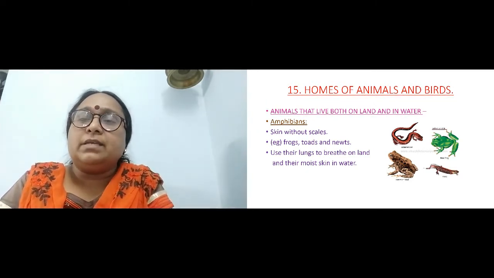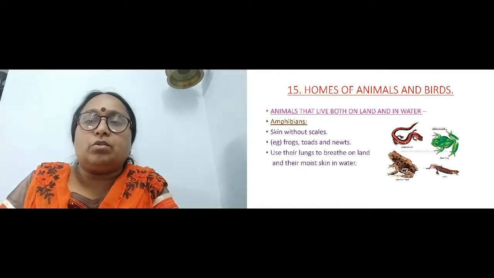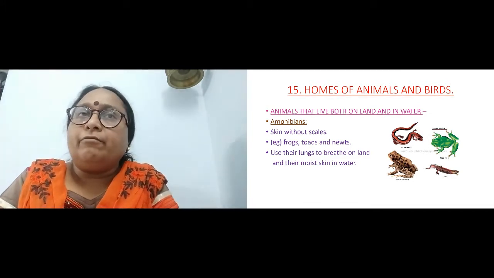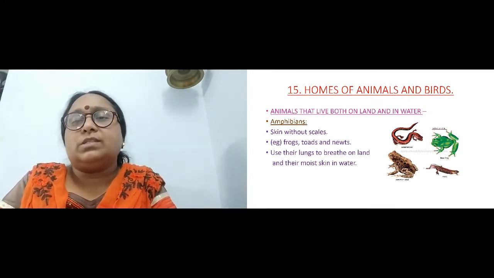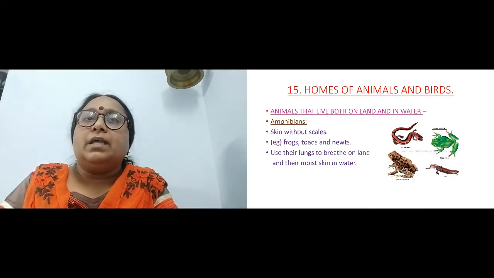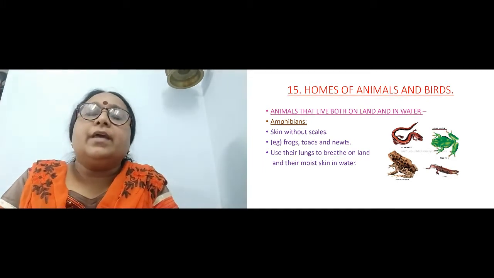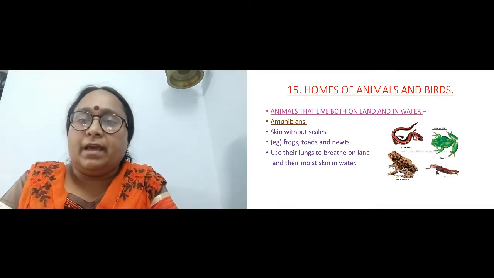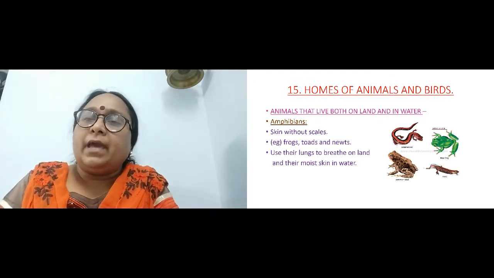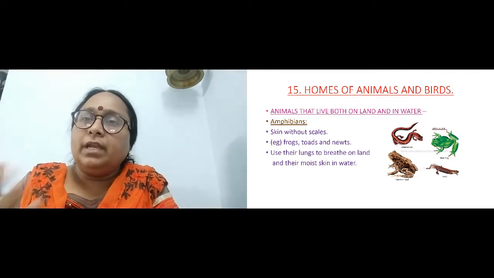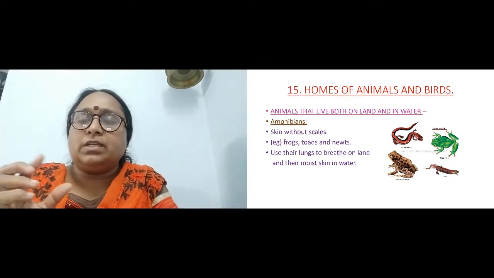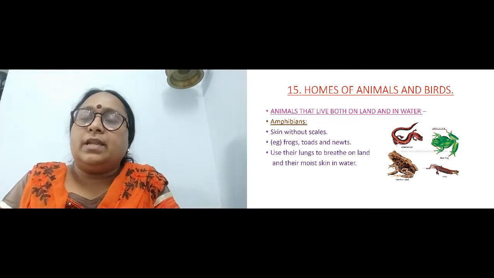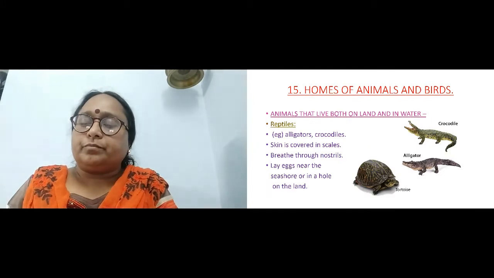So these are amphibians, and you also have reptiles. Those animals also live both on land and in water, that we will see next. So this one is an amphibian. Amphibians have skin without scales. They don't have scales, but they have a moist skin. Then they use their lungs to breathe. Fish had gills, but frogs have lungs to breathe on land, and they use their moist skin in water. So exchange of oxygen takes place through the moist skin in water, but when they are out, they breathe through their lungs.